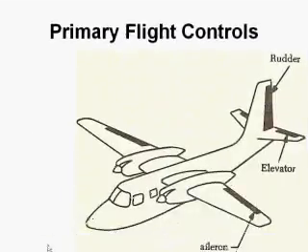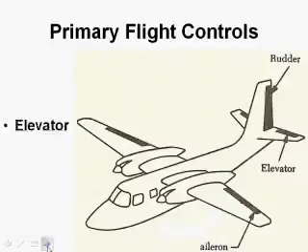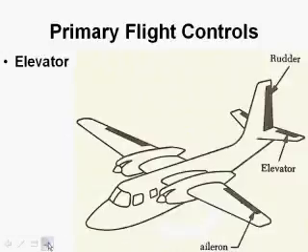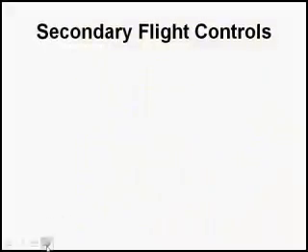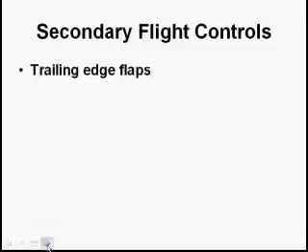Flight controls. Primary flight controls, of course, if you've flown an airplane very long, you already know, are the elevator, which controls pitch, the rudder, which controls yaw, and the ailerons, which control bank. Secondary flight controls do other things, or they might even help with those primary flight controls.